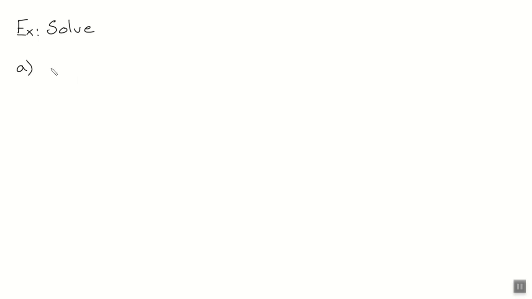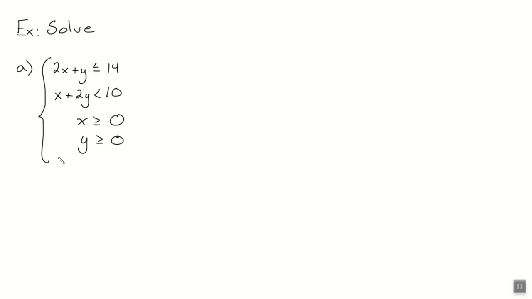I want 2x plus y is less than or equal to 14. There's my first inequality. The second inequality is x, and I'll switch colors every time. You know what? I'll do this at the end. I'll show you how I actually do it if I'm doing it on my page. x plus 2y is less than 10. Two more coming. We get x is greater than or equal to 0, and we get y is greater than or equal to 0. Here's our lovely system of 4 inequalities.